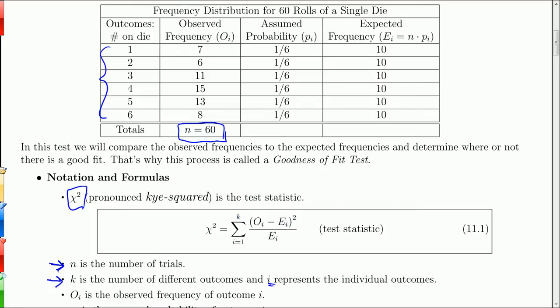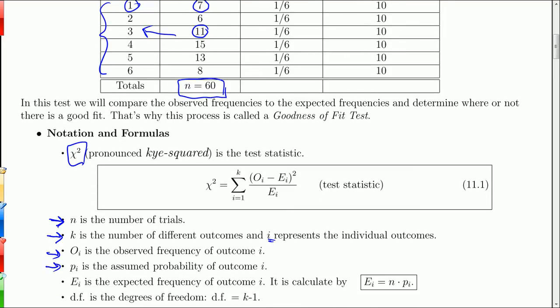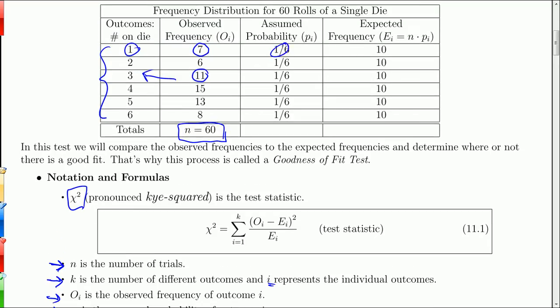O sub i is the observed frequency of outcome i. For example, 7 is the observed frequency of outcome 1. Fortunately, in this case, the outcome is the number on the die, which also happens to correspond to the letter i. That obviously won't always be the case. And 11 is the observed frequency for outcome 3. P sub i is the assumed probability of outcome i. So in this case, all of our P sub i's are the same. They're 1/6.